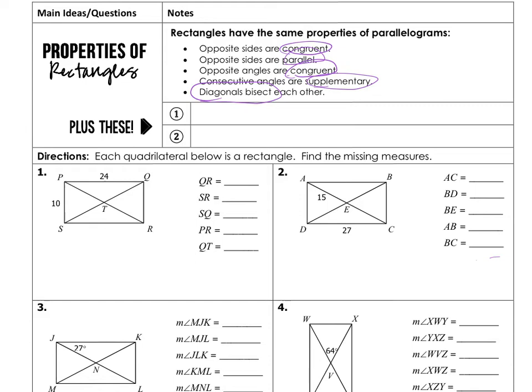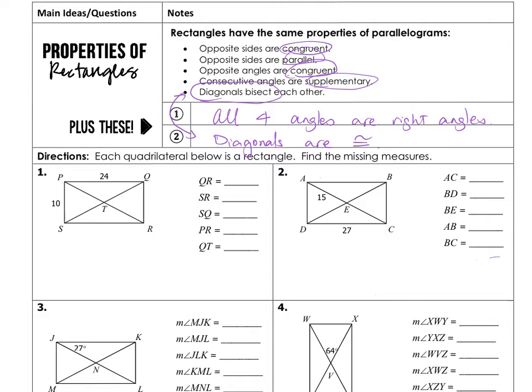And in addition to all of the properties that I just mentioned, there are two additional properties. One is all four angles are right angles. And the last one is diagonals are congruent. So they not only bisect each other, but also they are congruent. So these two are connected, right?